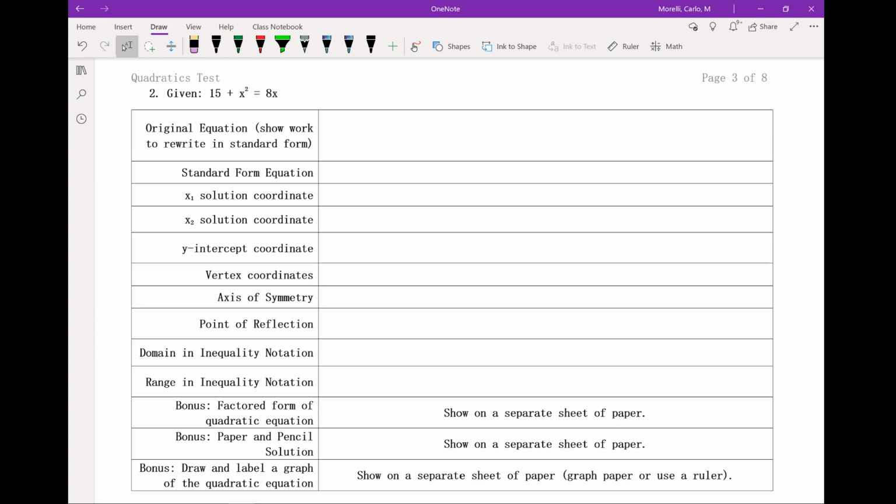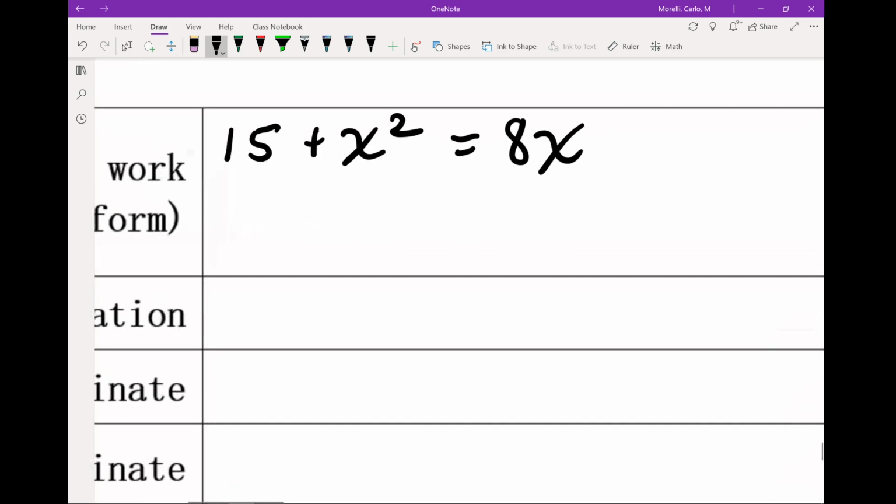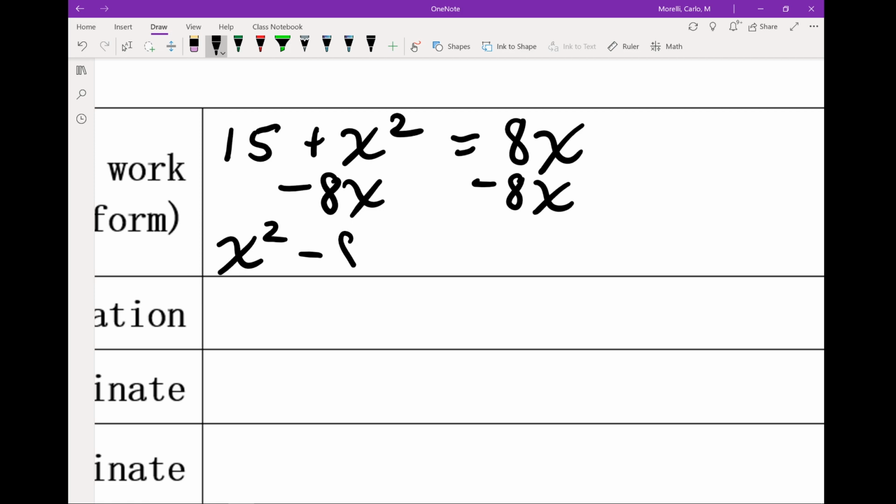Okay, I'm going to show all the work for number 2. Here we go. So we're given 15 plus x squared equals 8x. You guys tell me if I need to zoom in on this. I will anyway, because I know how small the screens are. Remember, I have an SE, so my screen is like 2 inches wide. We just need to subtract 8x from both sides and then write x squared minus 8x plus 15 equals 0.